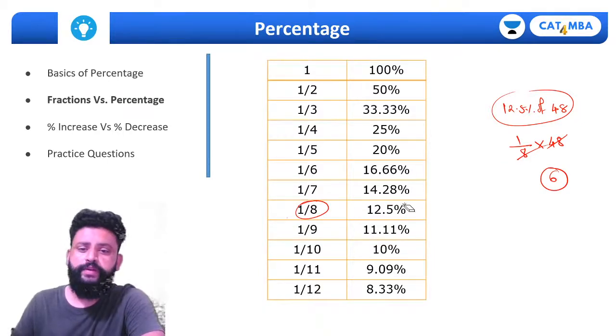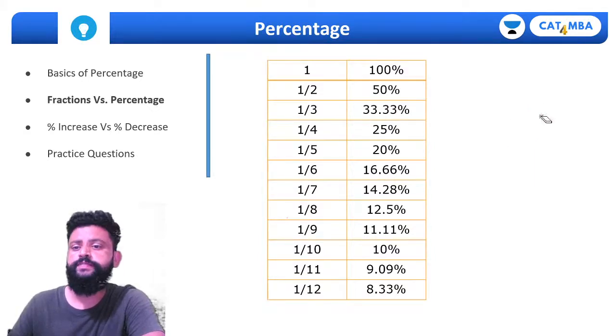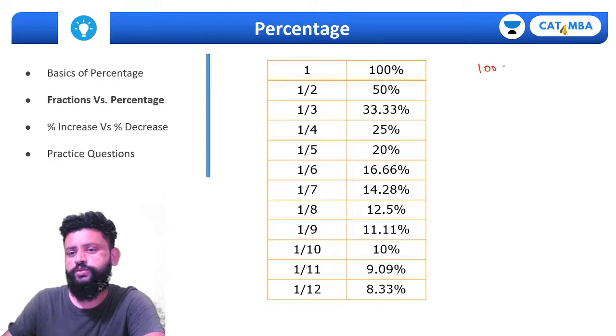Okay, now how to remember the fractions till 12? It's very easy to remember. I'll tell you a few things related to this. How do we get 100% as 1? Because 100% means 100 out of 100, 1 by 1.